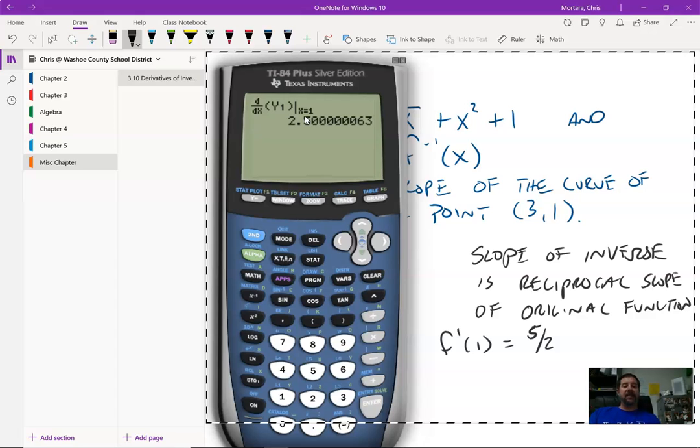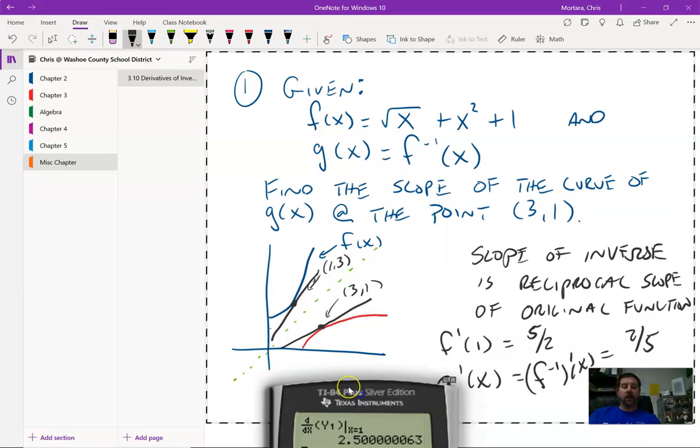So that means then that the slope of g prime of x, or the slope of the inverse, is the reciprocal, or 2/5. And if we look at the picture here, that looks like more or less what we have drawn, right? The slope of this looks like it'd be 2.5, and the slope of this one is 2/5. They're both positive slopes. We didn't change the sign. We are just flipping them, okay? So that's how we find the derivative of an inverse.